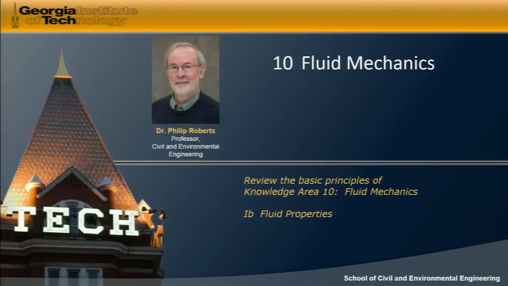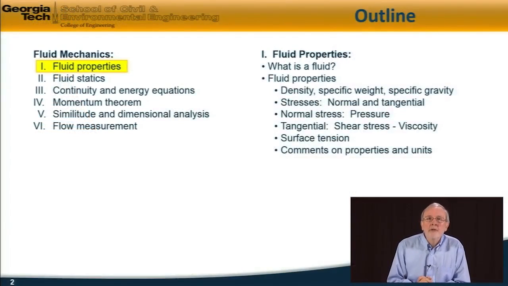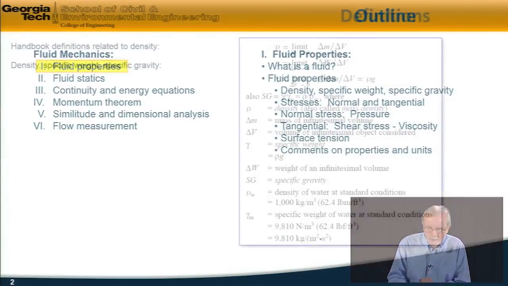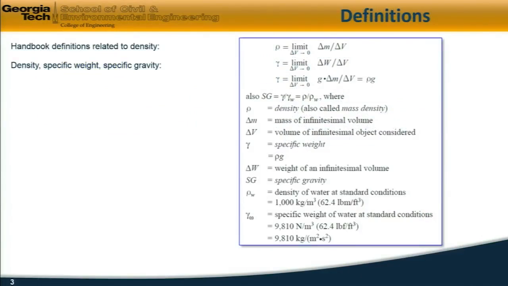In this segment, I'm going to continue our discussion of fluid properties, in particular properties related to density and also some discussion of normal stresses, which are pressure. In the handbook, we have several definitions which are related to fluid density. The first one, density, which we normally denote by the Greek letter rho, is the mass per unit volume, defined as delta m over delta v, where delta m is the mass of the fluid contained in an infinitesimally small volume, delta v.